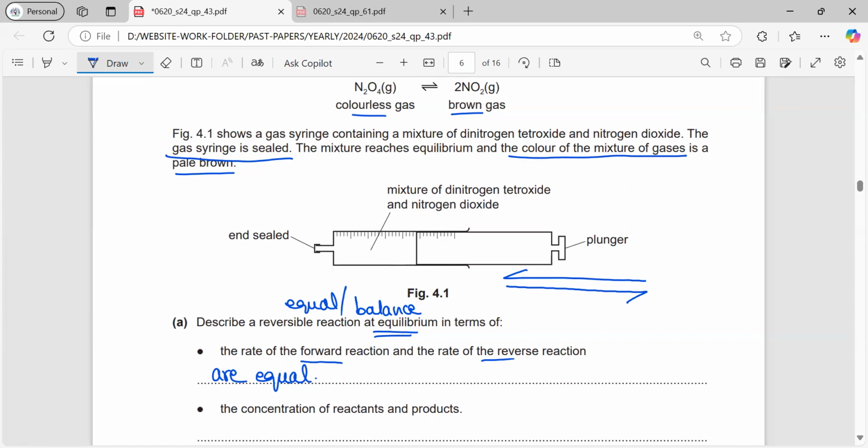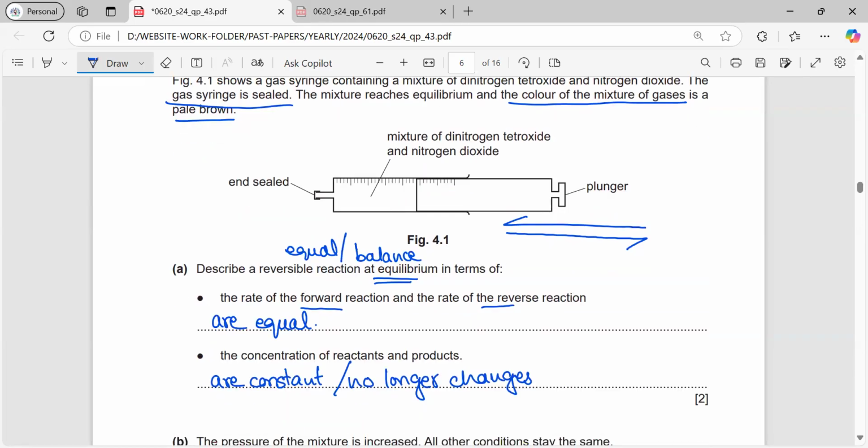And what happens to the concentration of reactants and products? They are the same, constant. It no longer changes. Because the reactants are forming and the products are forming, and they are forming at the same rate, the concentrations of reactants and products are constant and no longer change.